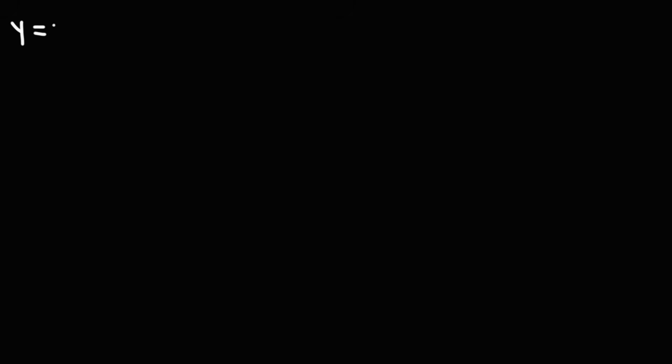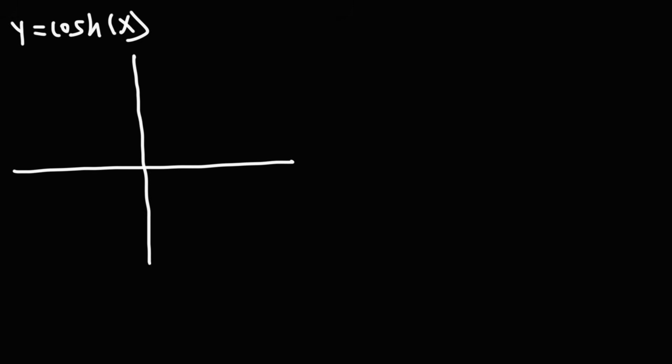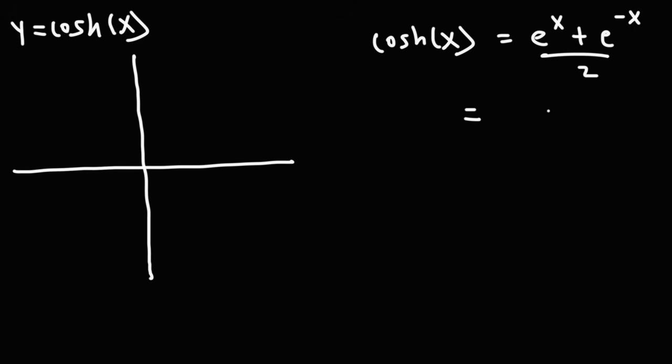Now let's talk about the graph of hyperbolic cosine. Hyperbolic cosine is very similar to hyperbolic sine, but instead of e to the x minus e to the negative x, it's going to be e to the x plus e to the negative x over 2. So we can break it up into these two exponential functions, 1/2 e to the x plus 1/2 e to the negative x.